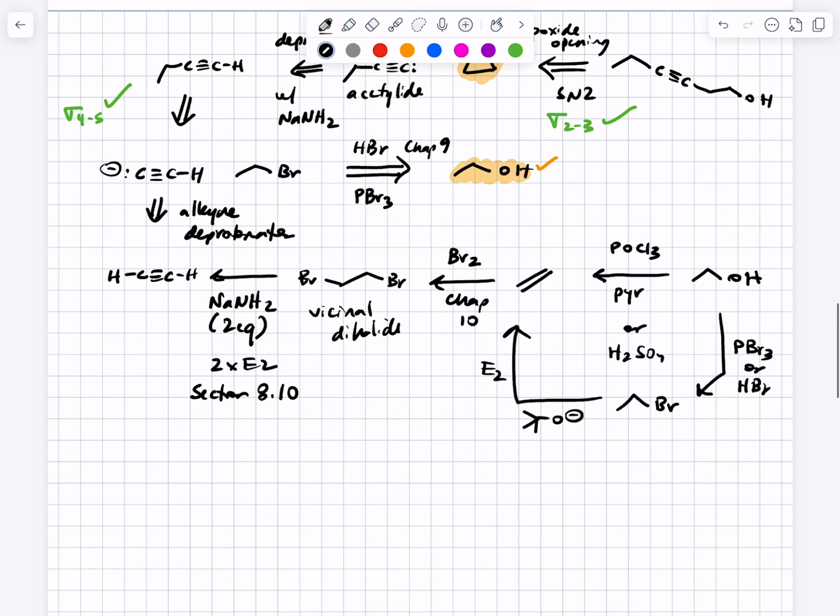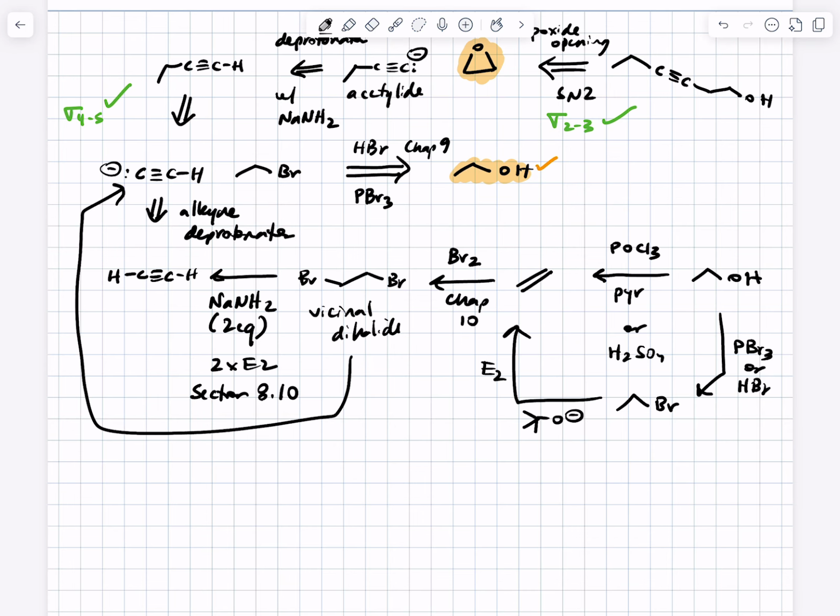Some people, knowing that you're going to use the same base anyway to deprotonate the alkyne, go straight from the vicinal dihalide all the way to the acetylide by just saying, okay, I'm going to use 3 equivalents of base, 2 to make the alkyne and the 3rd to deprotonate.